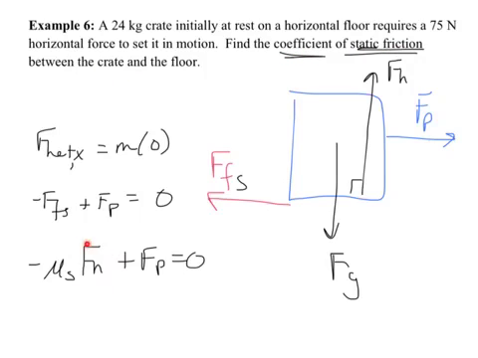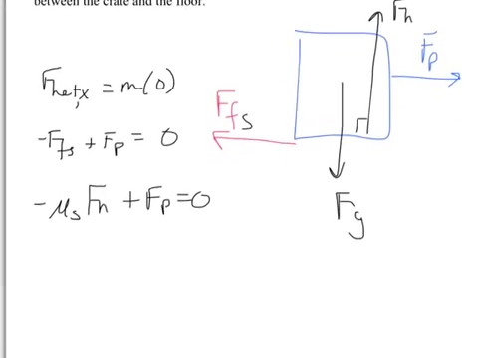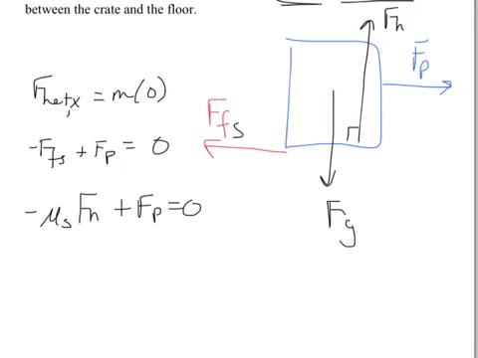But we don't know what Fn is. We know Fp, that's given. That's 75 newtons right there. We don't know Fn. We need to figure out Fn. Well, there's nothing to do with Fn in the x direction. Here's Fn, it's in the y direction. So we wrote the sum of the forces in the x. Now let's write the sum of the forces in the y direction.